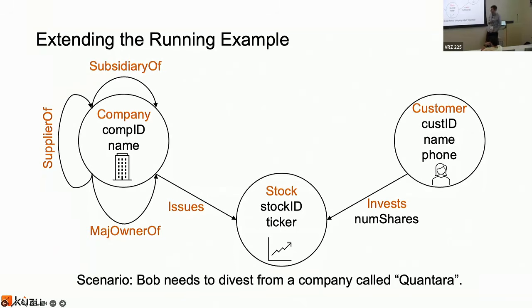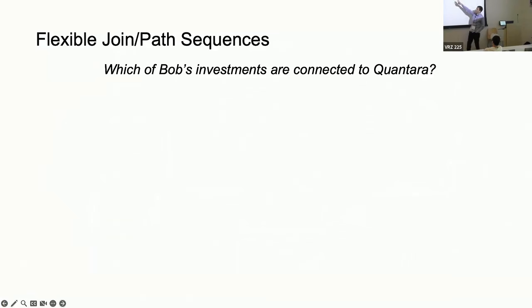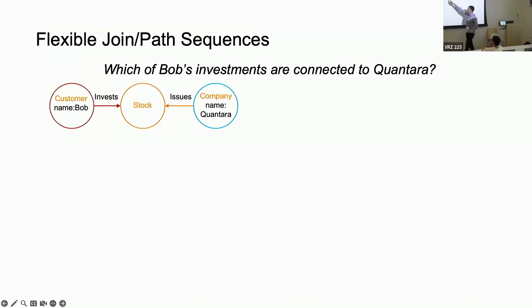Now, suppose here's a scenario: you are at this financial company. Again, this is in the financial domain, and you've got a customer, Bob, who needs to divest from a company called Quantara. For various reasons, for compliance reasons or something, you need to divest from Quantara, right? So here might be a question that you ask: which of Bob's investments are connected to Quantara? Maybe it might be the case, obviously, that Bob directly invests in a stock issued by Quantara, right?